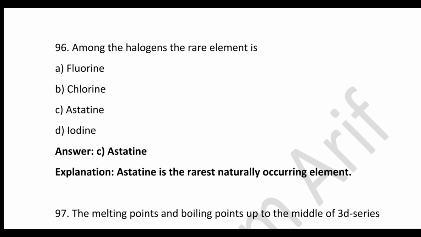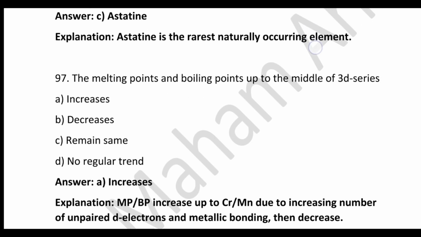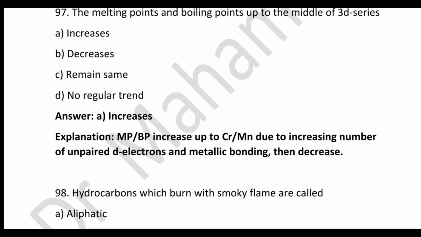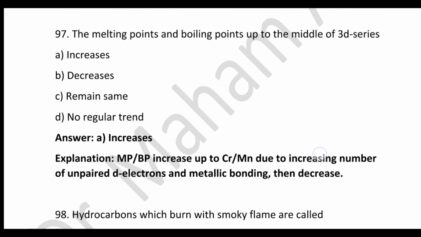Among the halogens, the rare element is, correct answer is option C, that is astatine, because astatine is the rarest naturally occurring element. The melting point and boiling point up to the middle of 3d series, correct answer is option A, that is increases, because melting point and boiling point increase up to manganese due to increasing number of unpaired d electrons and metallic bonding, then they decrease.